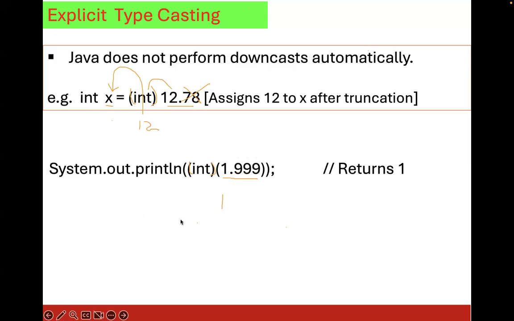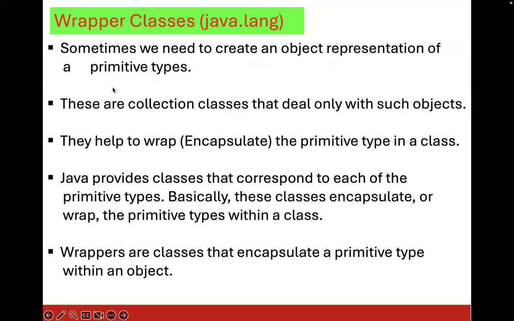So this is what we call explicit typecasting. You type the data type within brackets and then you do the conversion.